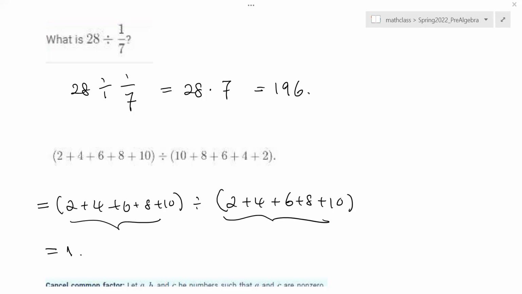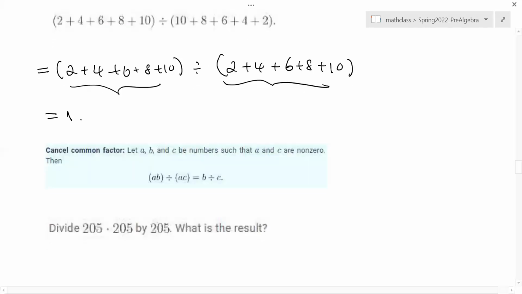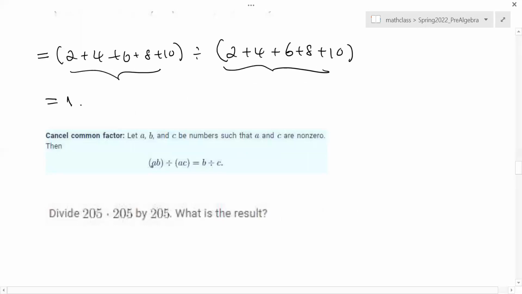All right, so we have to mention a couple of formulas. A times B divided by A times C: you can get rid of A. This is going to be just B divided by C. The common factor A will be canceled out.